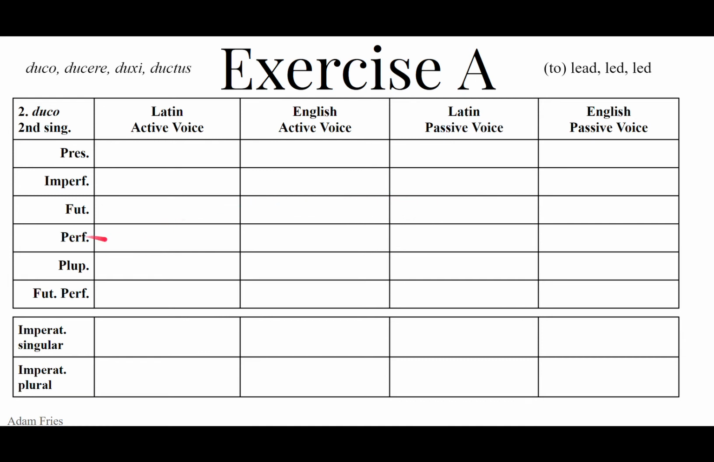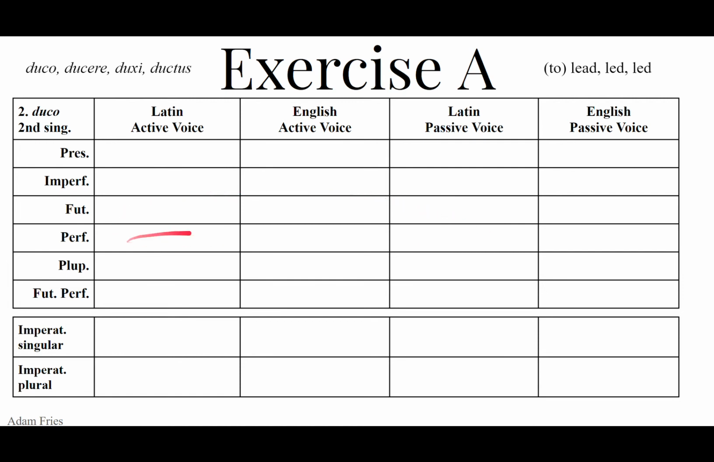Nice. So the perfect, pluperfect, future perfect active uses the perfect stem dux. Chop the I off the third principal part, dux. And the perfect, pluperfect, and future perfect passive uses ductus. And we're going to use ductus, a, um, treat it like an adjective of the first and second declension. Ductus, a, um, with a helping verb.